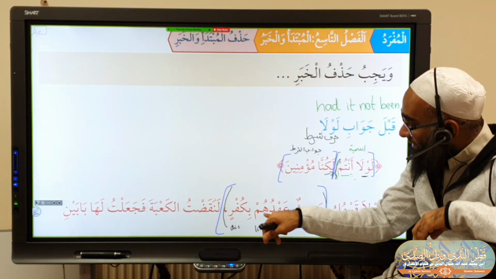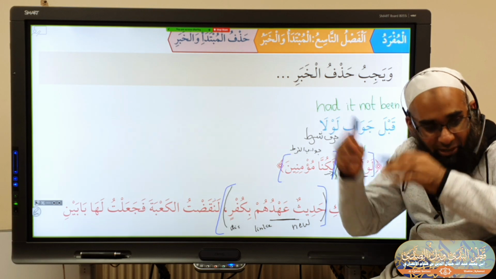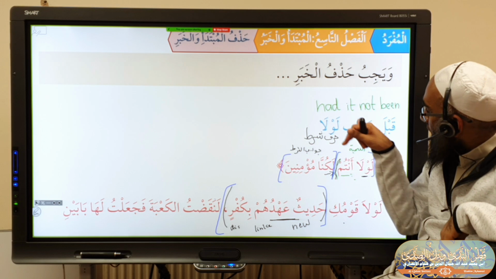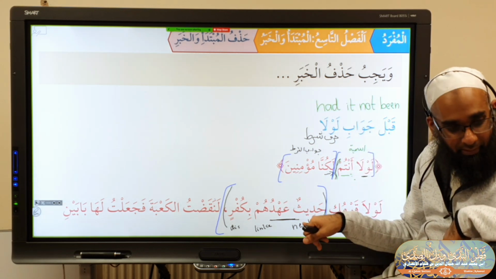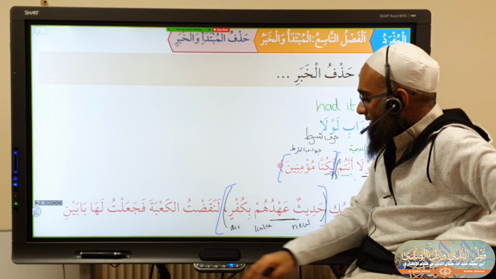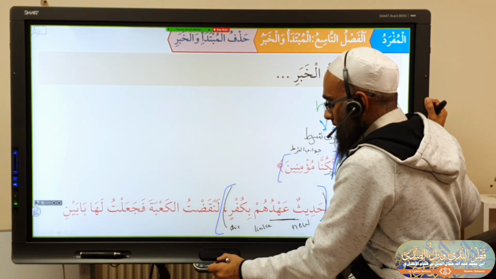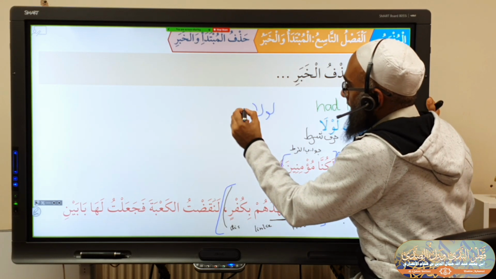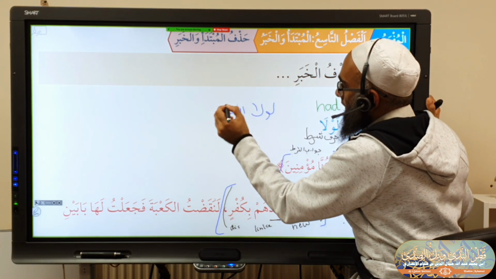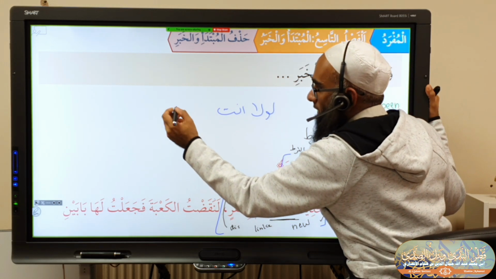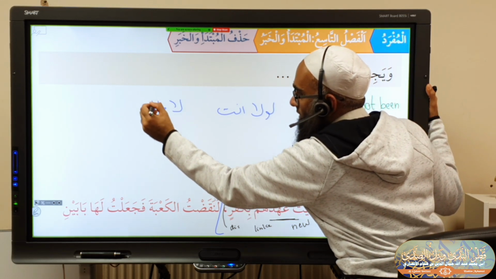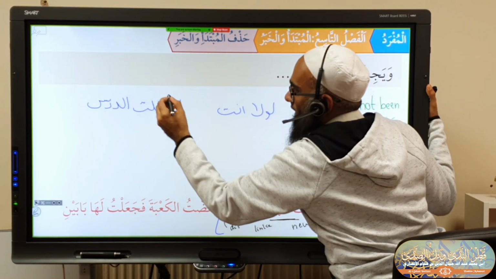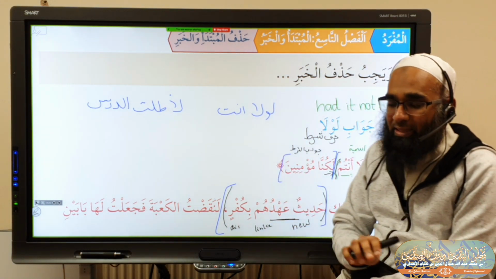So in this example, is hadithu ahdihi bi kufr like mawjudun, one of those very general words, or a specific term? Specific term. So then it's not wajibul hazf, it's not that the khabar must be omitted here. Do you understand? So let's say, for example, you say, لولا أنت لأطلت الدرس. Had it not been for you, I would have made the lesson longer.